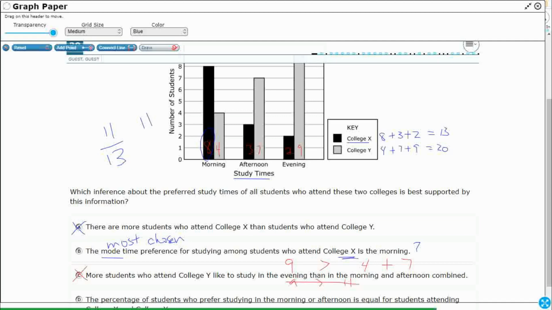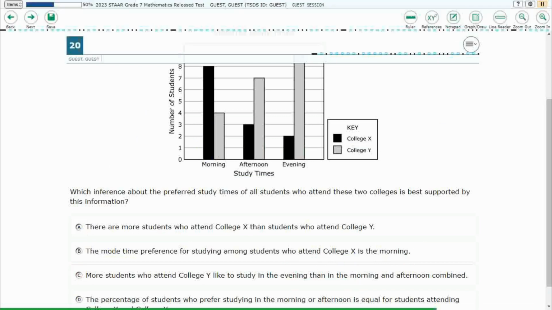But here's the difference. The denominator is different. So the same number of students chose morning or afternoon for college X or college Y, but the percentage would have to be out of that fraction. And the fraction is different because more students from college Y were surveyed. So it's not going to be D. So my answer here is going to be B.